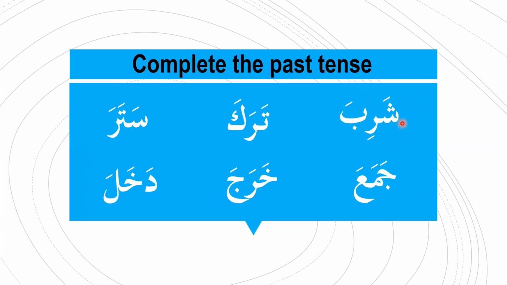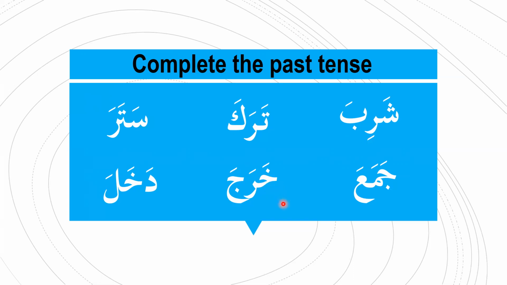So have a go at these. Shariba, taraka, satara, jama'a, khoraja, dakhala. See if you can do it in the singular, dual, and plural way. So shariba is he drank. Taraka is he left. Satara, he covered. Jama'a, he gathered. Khoraja, he went out. Dakhala, he entered.